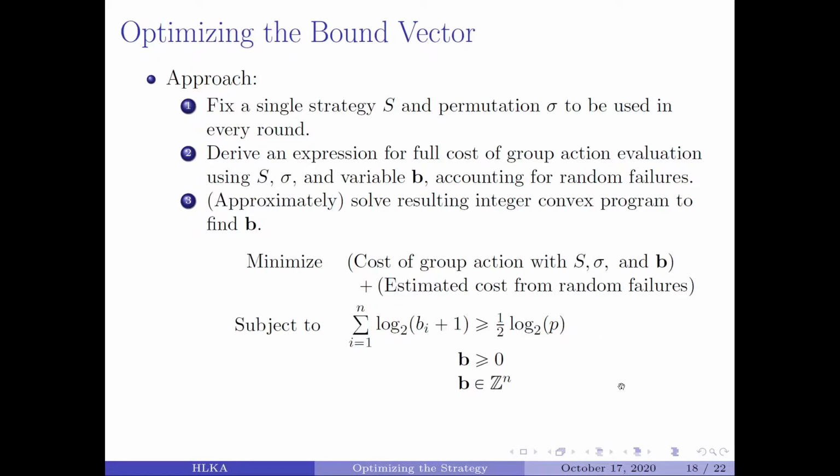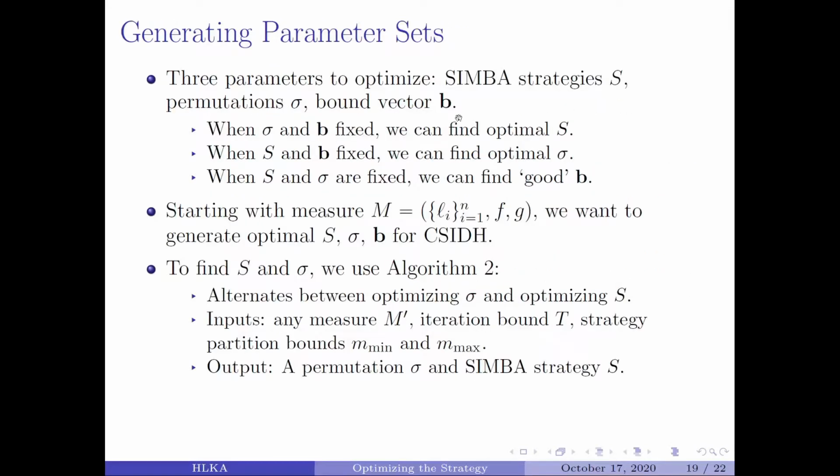So what we do instead is apply an iterative rounding technique to solve for the entries of b one at a time. We relax the integrality constraint and solve the program. We round one of the entries of b to an integer value, fix that index of b, and then solve the program again. In this way, we can get a b that's not necessarily optimal, but it worked pretty well for us in practice. So to summarize, we want to optimize 3 variables, and if we fix any 2 of them, we have a way of finding a value for the third one that is either optimal or supposedly good.